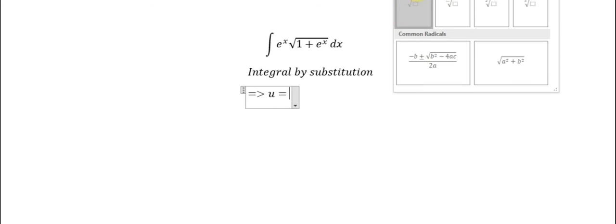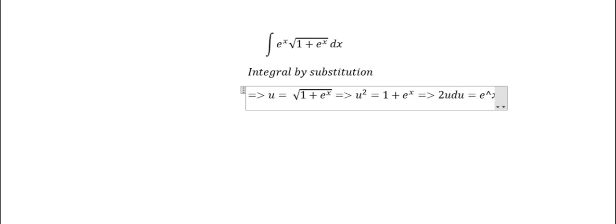So we will have u equal to the square root of 1 plus e^s. Then we square it, u^2, because we want to get rid of the square root here, and we get 1 plus e^s. Then we take the derivative on both sides. So we get 2u du, and we have e^s ds.